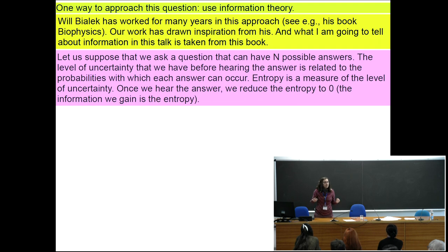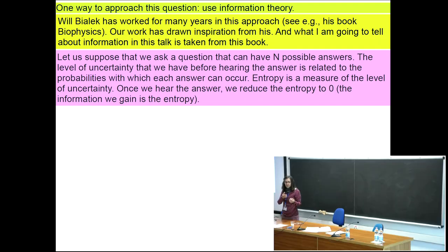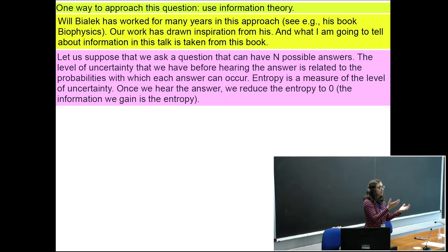And a way to measure the uncertainty that comes from statistical mechanics is the entropy, which is related to the probability with which the different responses occur. Because if I know from the start that one of the responses is going to be chosen with probability one, then I don't have any uncertainty. But if they are all equally probable, then I have a greater uncertainty. So the uncertainty is related to how probable the different responses are.